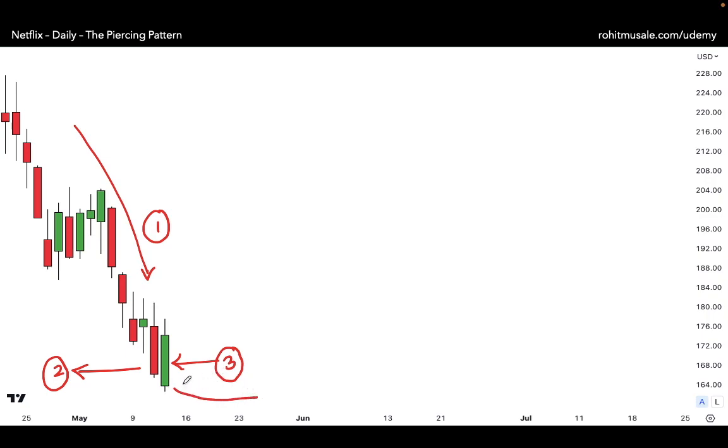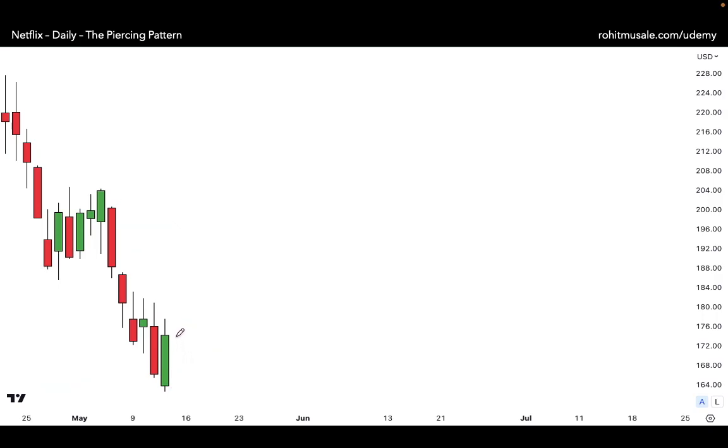Condition number four, and this is a very important condition, ideally the opening of the second candle should be below the low of the prior candle. Condition number five is that the close of the second candle should be above the midpoint of the real body of the first candle. You take the real body of the first candle, you take the midpoint of that, and the closing should be above that midpoint line. When all of these conditions are met, it is called a piercing pattern.